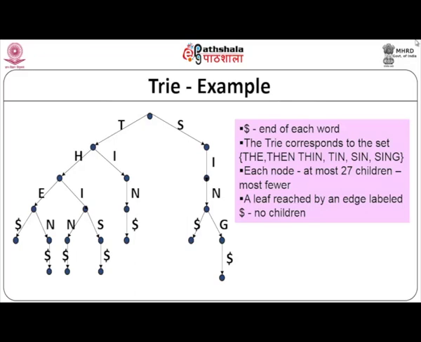We have taken this set so that you have a lot of common prefixes. That is one of the characteristics we mentioned: a trie is appropriate when there are a lot of common prefixes. If you look at this, we start with the, then, thin, tin, sin and sing, and you have only two starting letters, T and S.